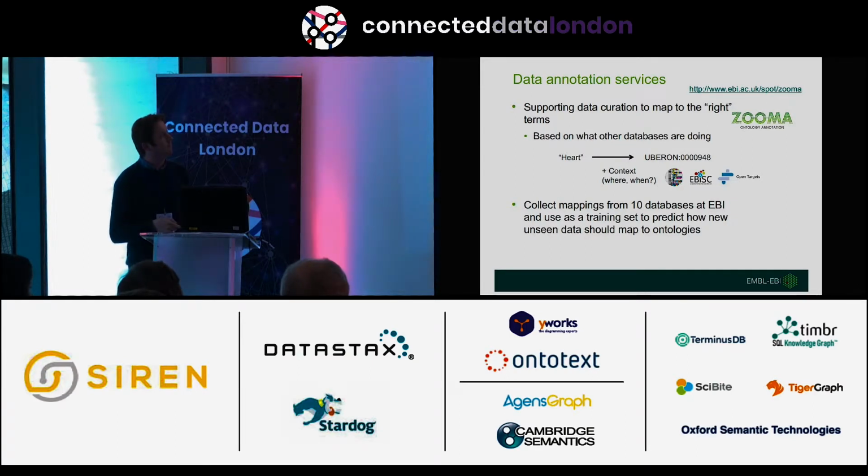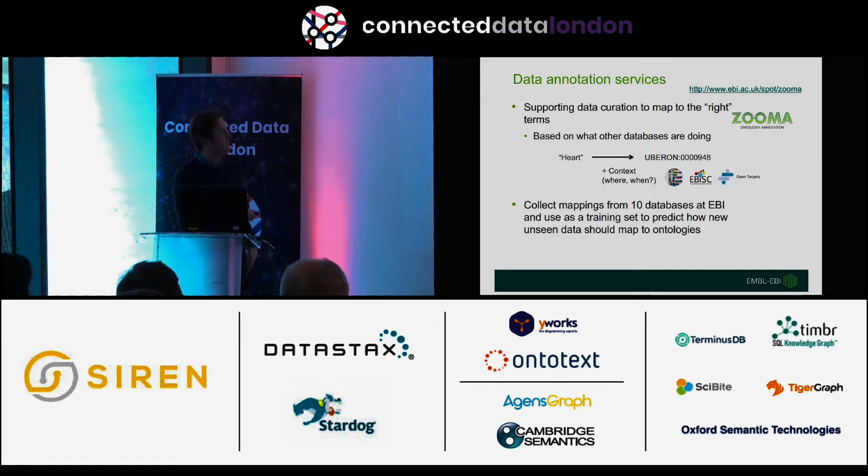We run it as an RDF triple store using the W3C Open Annotation model to basically capture these annotations. And an annotation is essentially a database had a concept like heart or a string, and they mapped it to this Uberon concept, and then we captured some of the provenance of when this curation was done and each of the databases where they used this concept.